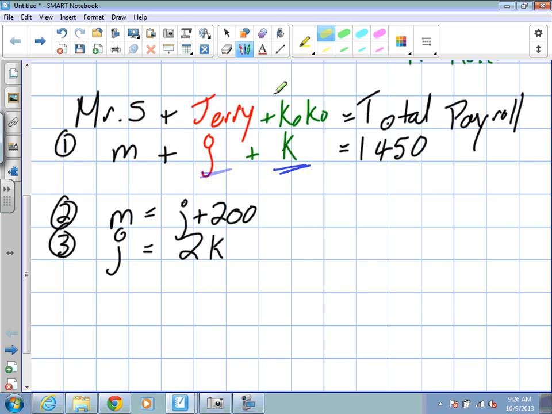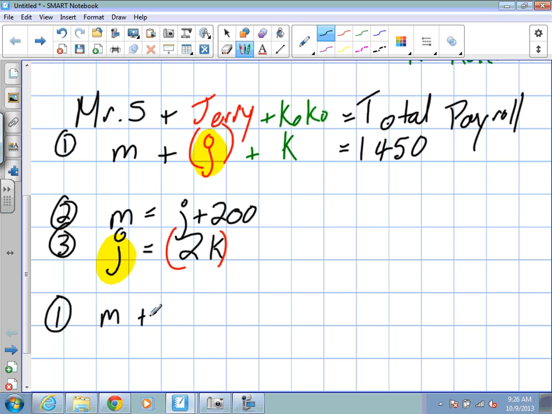Okay? So let's go about it that way. We know J is equal to 2K, so we're going to replace the J in equation 1 with our 2K. So, equation 1 again, we have M plus, and instead of writing J in, we're going to write in 2K plus K equals 1,450. Good.